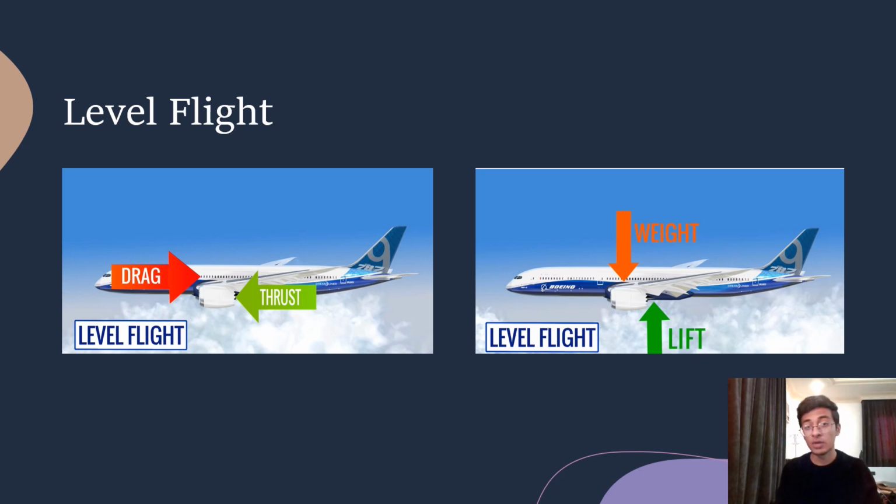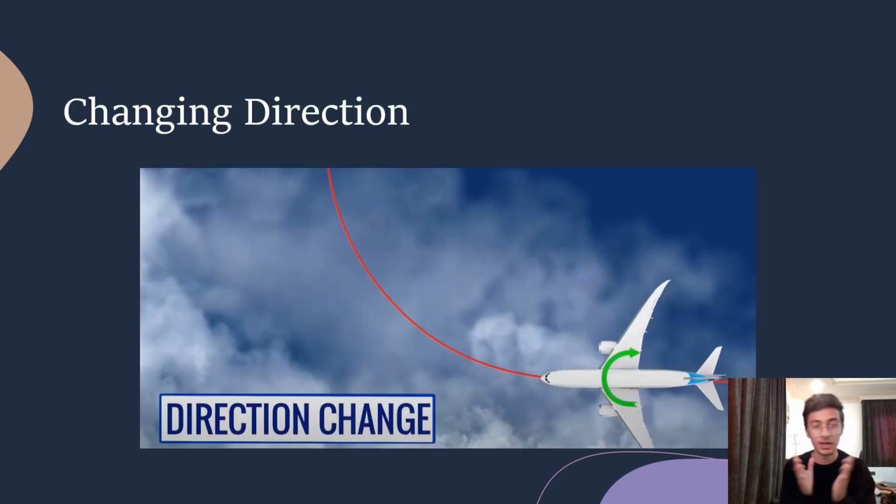Now let's talk about one of the most important phenomena in the airplane, that is changing direction. Most people assume that only the rudder is responsible for changing direction, but actually there's a lot more to it. But let's just suppose that the rudder was responsible for changing direction, then this direct change would damage the aircraft and cause a lot of discomfort to the passengers.